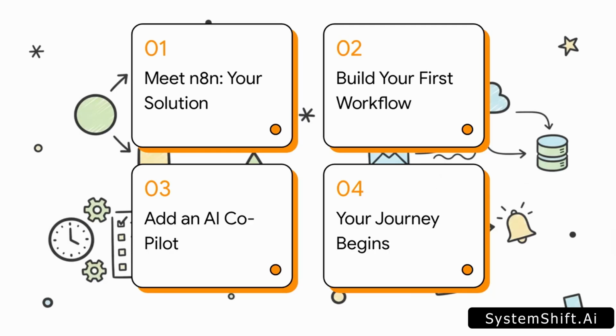So here's our game plan. First, we're going to meet our new best friend, a tool called N8N. Then we'll get our hands dirty and build that lead automation workflow, step by step. After that, we're going to give it a serious upgrade with an AI copilot. And finally, we'll talk about where you can go from here on your own automation journey.